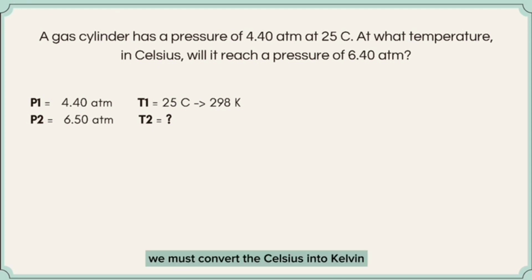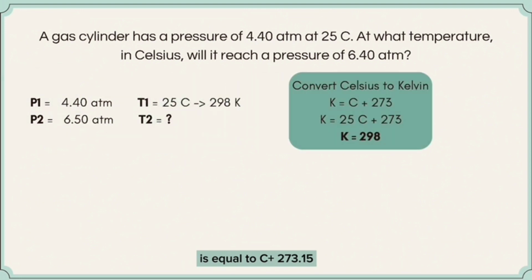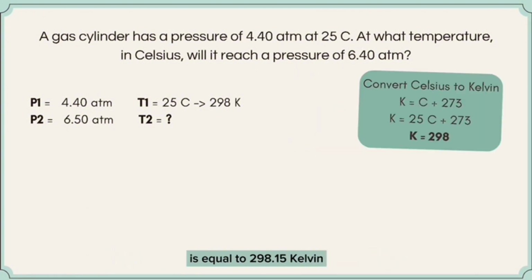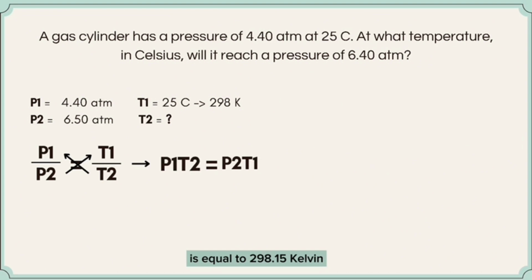We must convert the Celsius into Kelvin by using the formula K is equal to C plus 273.15. The initial temperature is equal to 25 degrees Celsius plus 273.15 is equal to 298.15 Kelvin. First, we must identify the given. The P1 is 4.40 atmosphere, T1 is 25 degrees Celsius, now 298.15 Kelvin, and P2 is 6.50 atmosphere. We need to solve for T2.